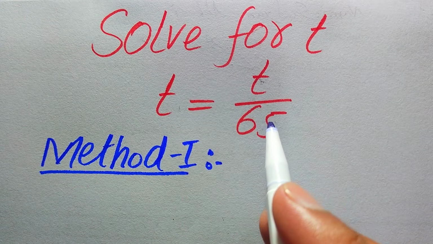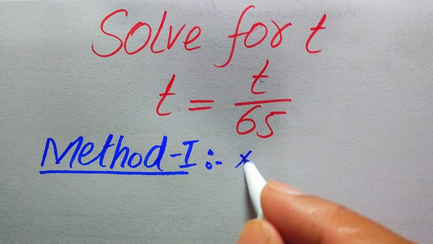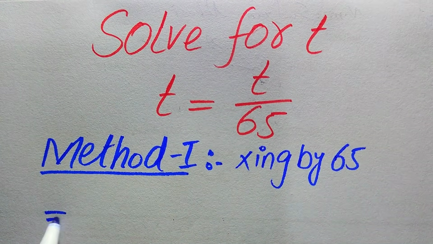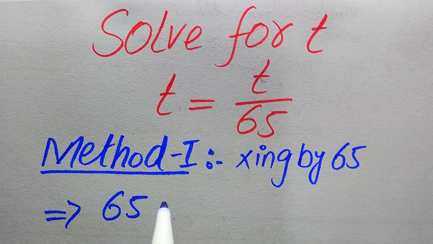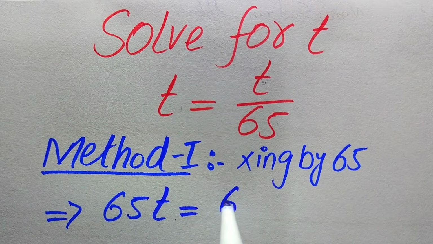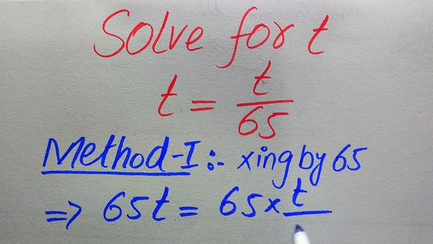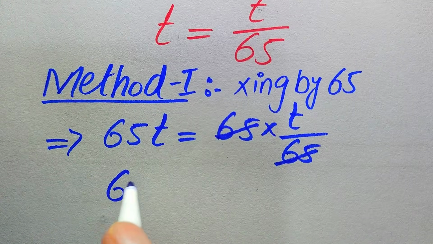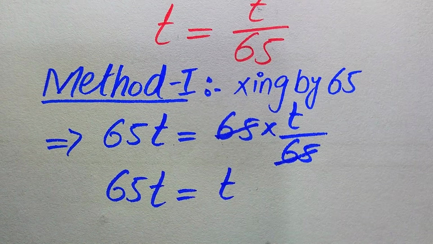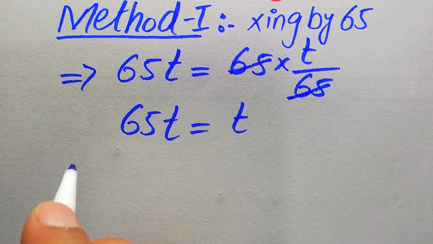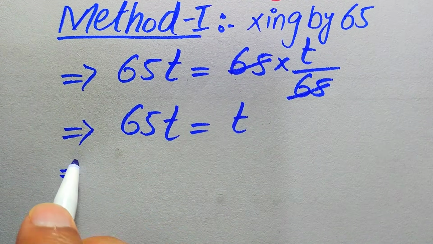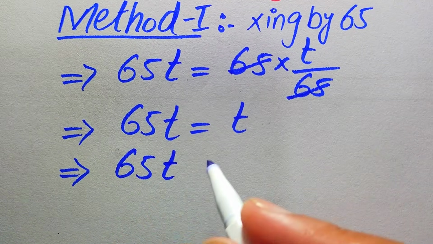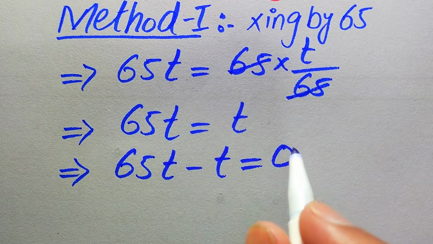In the first method we need to remove the fraction from the right hand side, and for this we multiply both of the sides by 65. So when we multiply by 65, it becomes 65 times t is equal to 65 multiplied by t divided by 65. This 65 is gone and we get 65t is equal to t. In the next step, we move the term t from the right hand side to the left hand side, and this becomes 65t minus t is equal to 0.